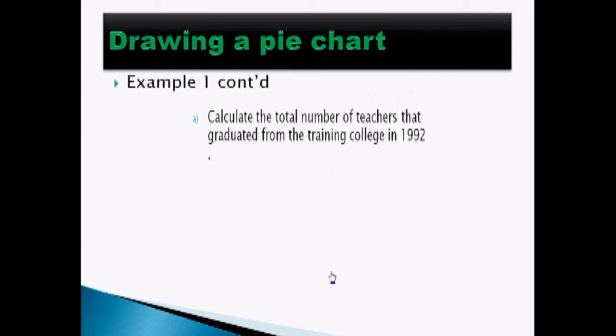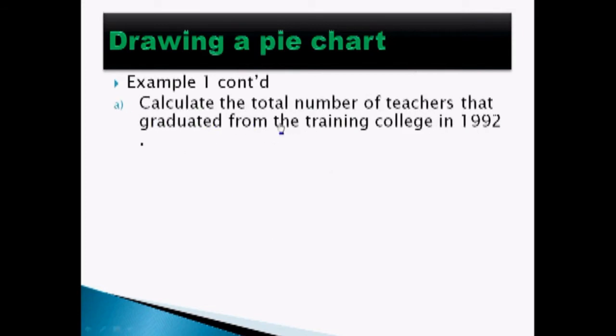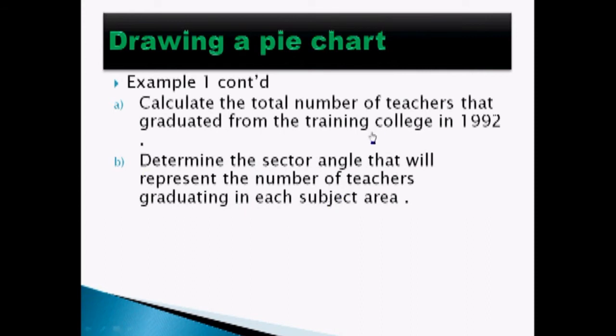Example 1 continued. Part A. Calculate the total number of teachers that graduated from the training college in 1992. At this moment, I'm going to ask you to pause the video and do this calculation. Part B. Determine the sector angle that will represent the number of teachers graduating in each subject area. Once again, you pause the video and you attempt to do part B.